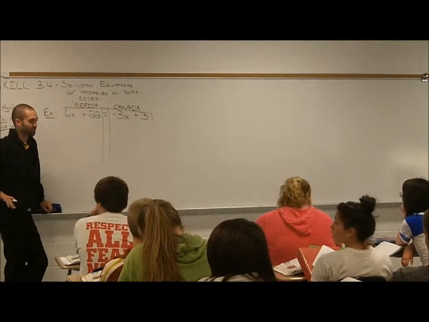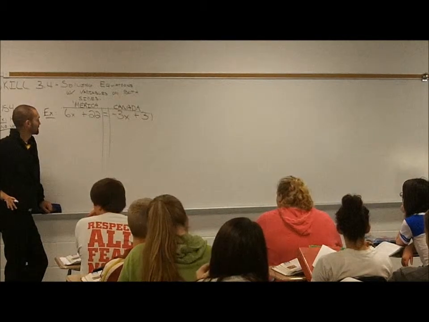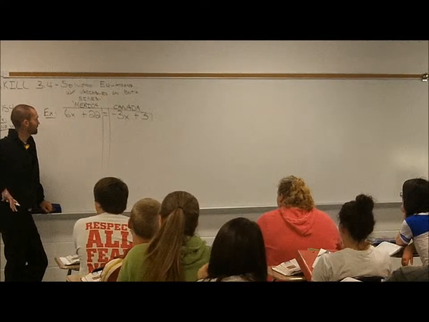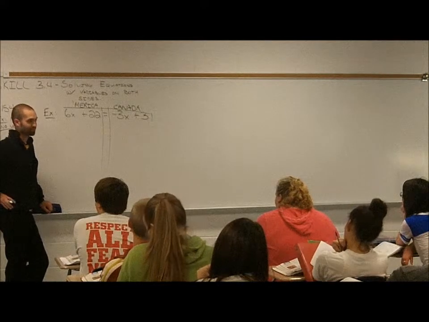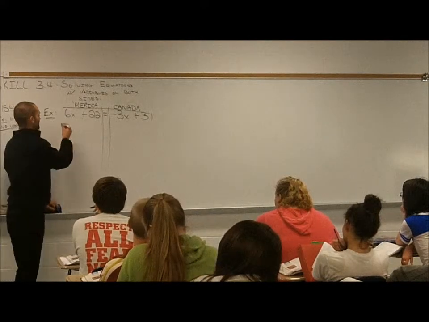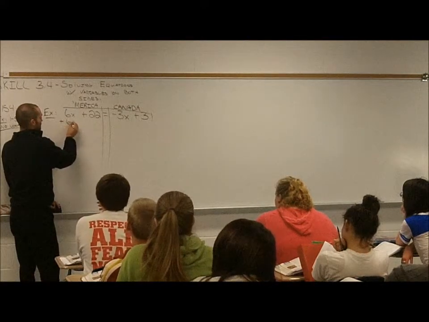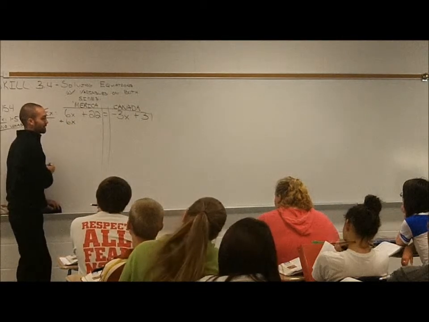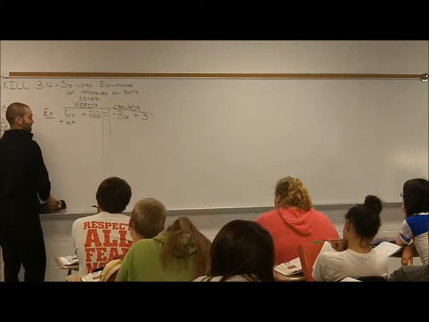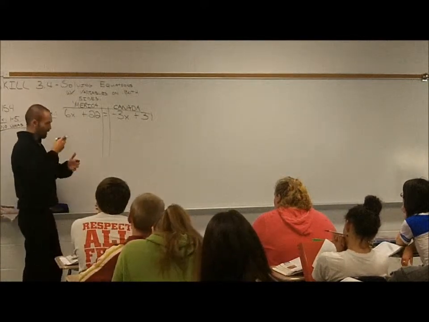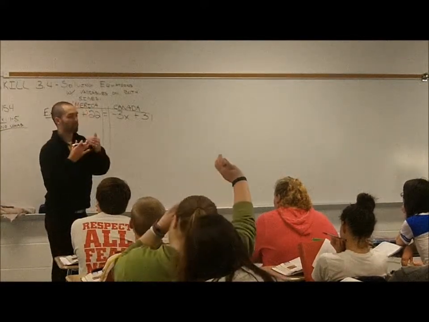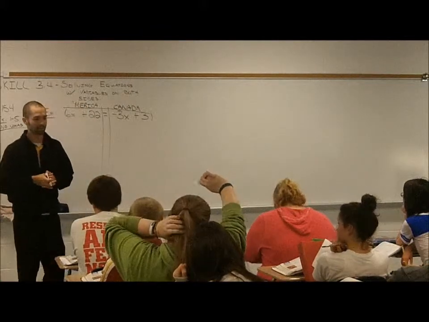Could you add 6x on each side? Could I add 6x on each side? I could do that, but does that help the situation? If I add 6x here, what does 6x plus 6x make? 12x. Okay? But you're on the right path. You're trying to move these x's.